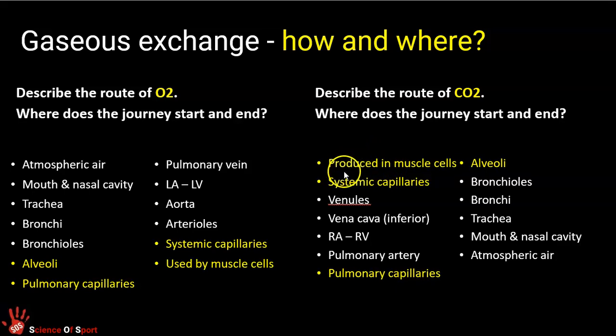It diffuses into the systemic capillaries, which then feed into venules and back through our veins into our main vena cava, and then goes into our right atrium, down to our right ventricle. The right side of the heart is deoxygenated blood. This blood needs to be pumped by the right ventricle back to the lungs to be topped up with oxygen, to be reoxygenated. So it goes into the pulmonary artery.